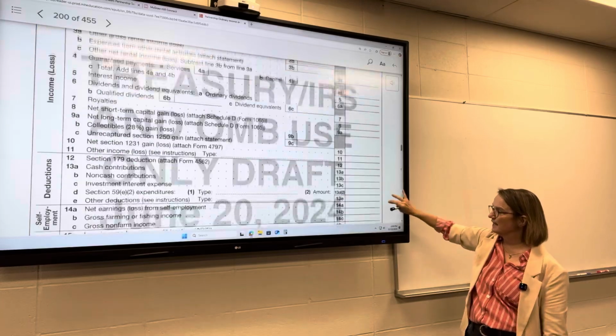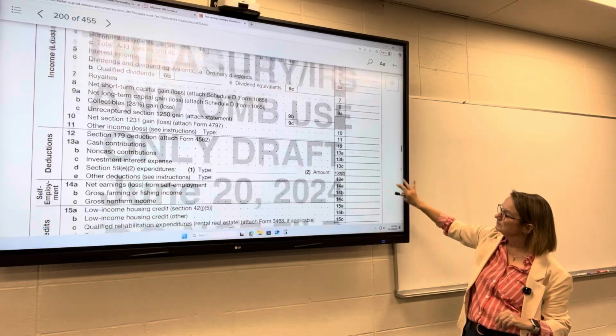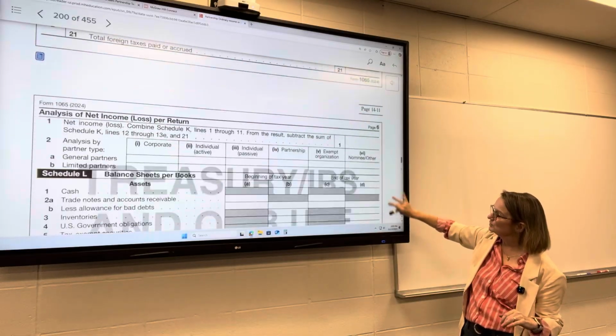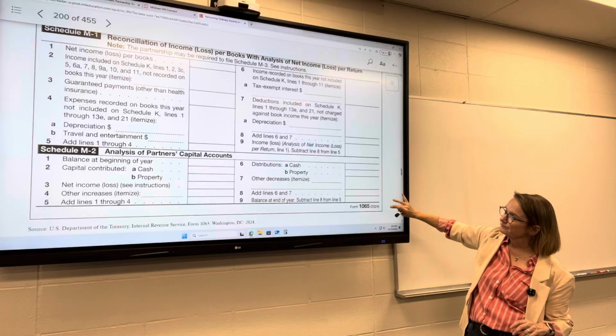So there's a lot of moving parts in figuring that out, and we'll go into more detail on that, like I said, in the last chapter, the M1.